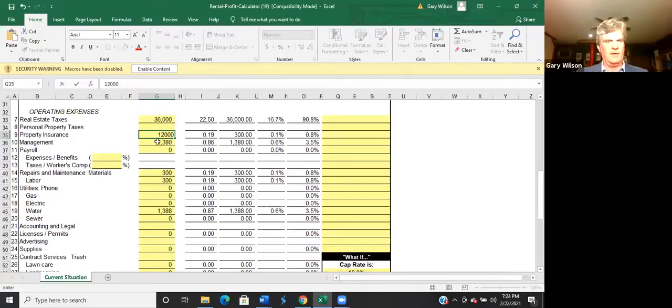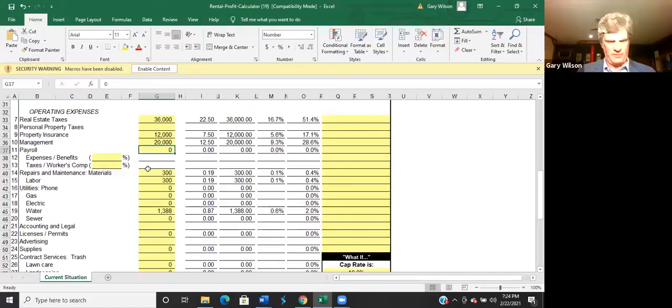I'd like to see that. Management, let's figure 20,000 for management. What about payroll, maintenance, and repairs? It's 28 units. Let's call it 30 units times 100. That's 3,000. Let's make labor 3,000. Now this does not include capital outlays.